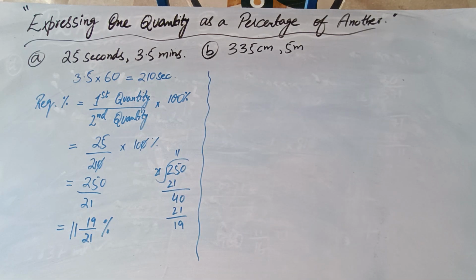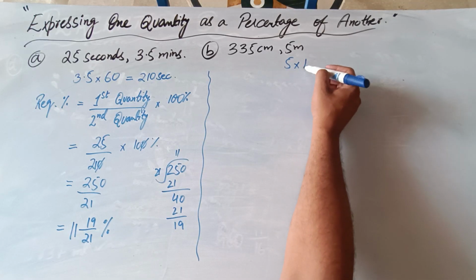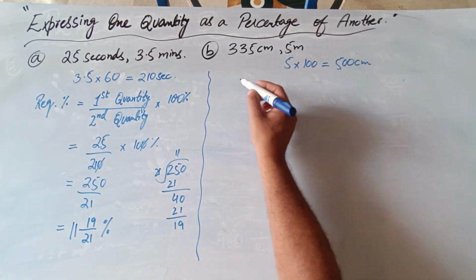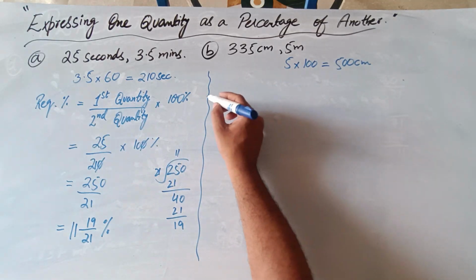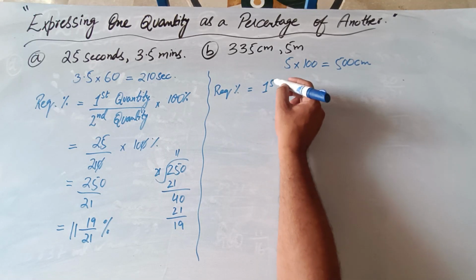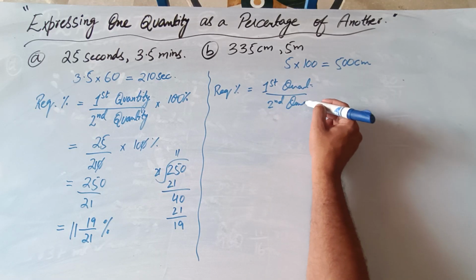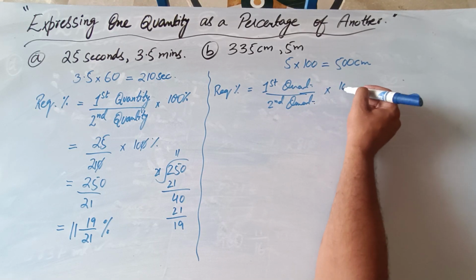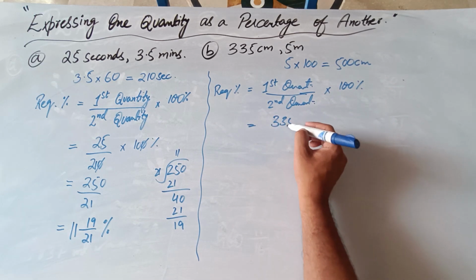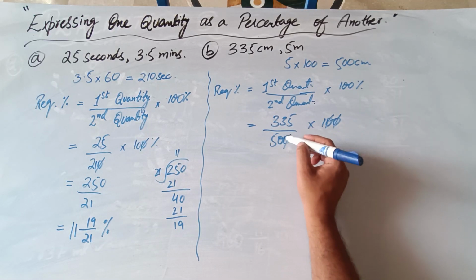Now let's see the second one. 335 centimeters and 5 meters. In 1 meter there are 100 centimeters. So multiply by 100, this gives us 500 centimeters. Now we will use the same formula. Required percentage is equal to first quantity divided by second quantity multiplied by 100%. So first quantity is 335, second quantity is 500, multiplied by 100, 2 zeros cancel out with 2 zeros.